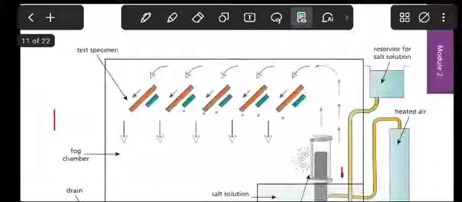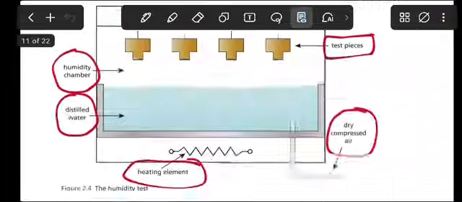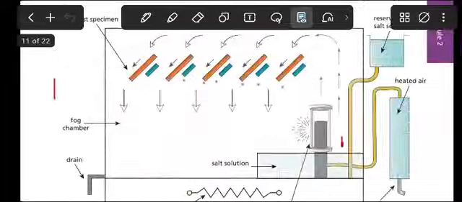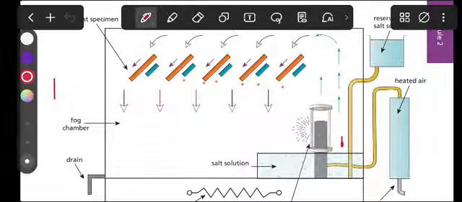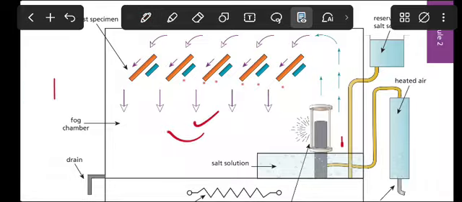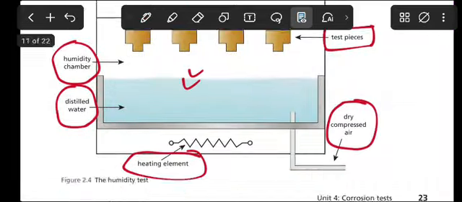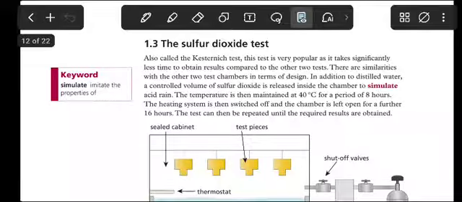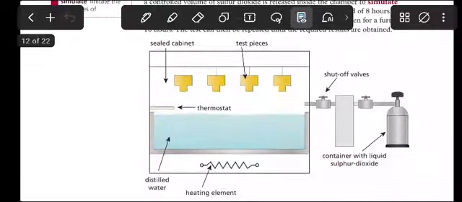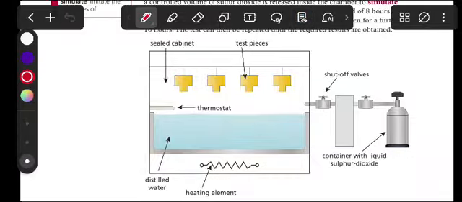Especially the first one, they like this first one, also this, but the first one is the one they like the most. They love this one the most. Also this one can appear sometimes. Then we have the sulfur dioxide test. This might also appear, but they don't love this one, but sometimes they might want you to draw this structure, this testing. Just know the name of these testings, guys.